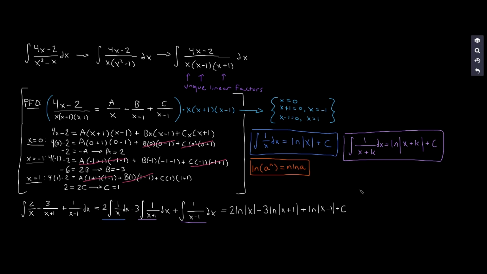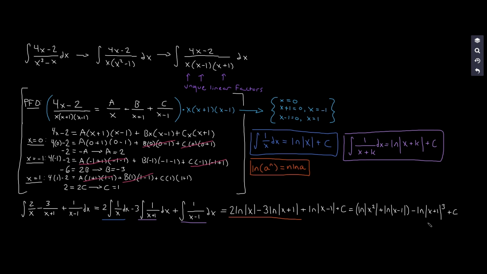Just one thing to note here is that the third expression, the natural logarithm of x minus 1, doesn't have a coefficient, so we're just going to leave this one the same, and we're going to apply the rule to these two here. So the expression becomes the natural logarithm of the absolute value of x raised to the second power plus the natural logarithm of the absolute value of x minus 1, all minus the natural logarithm of the absolute value of x plus 1 raised to the third power plus C.